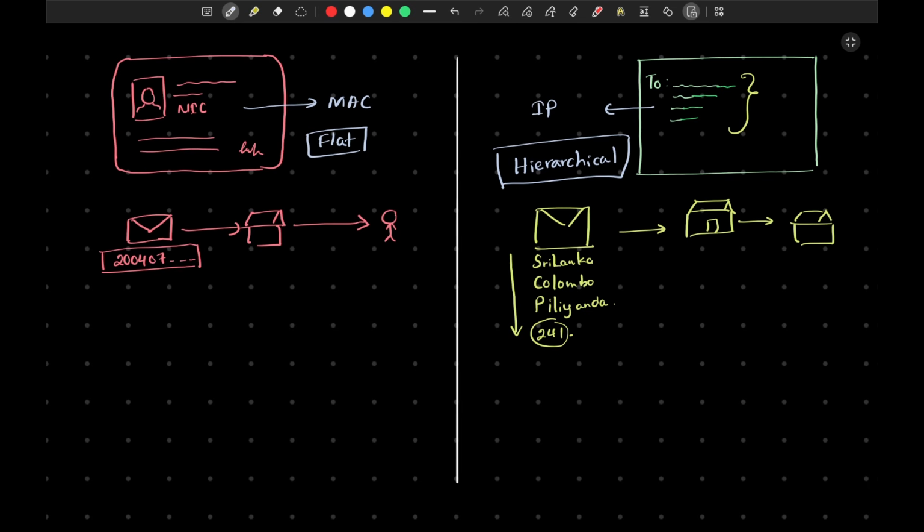That's why we need both, because as we previously discussed, let's say we are only using MAC address, this MAC address or the NIC address. In this real life scenario, we would have to save 20 million NIC addresses to deliver this particular mail just within Sri Lanka, because the Sri Lanka population is around 20 million, as I remember. That's how it works.